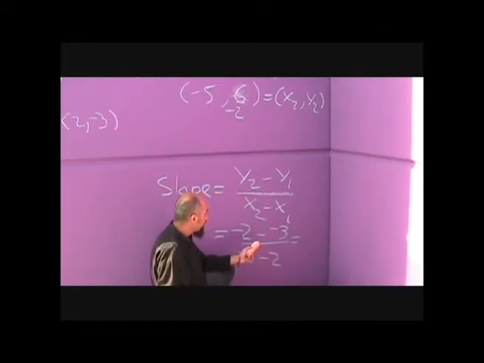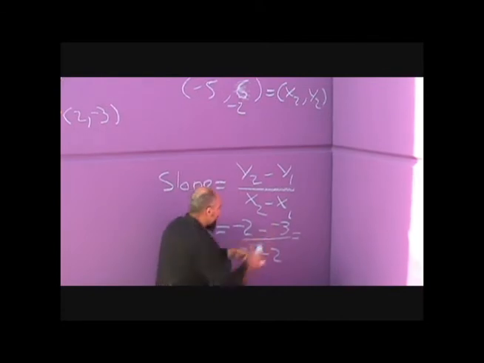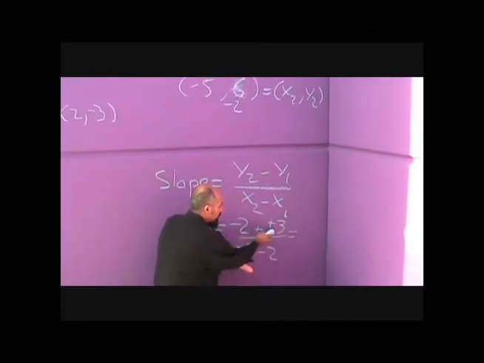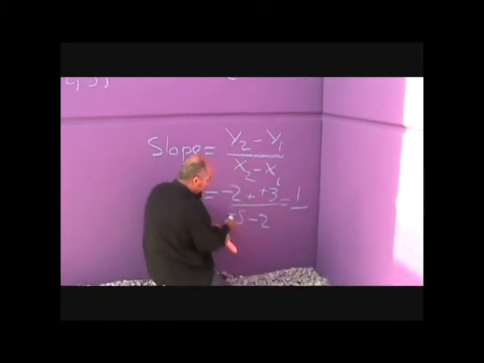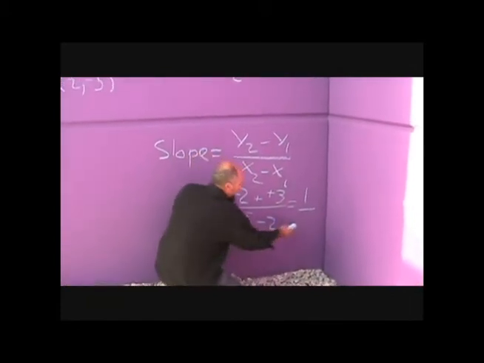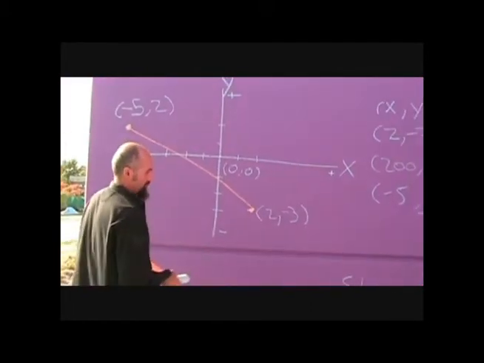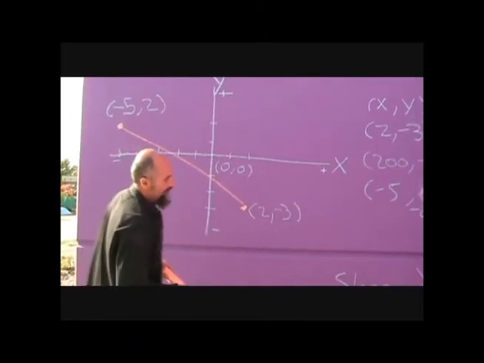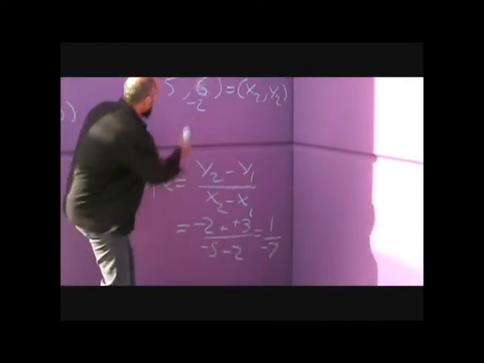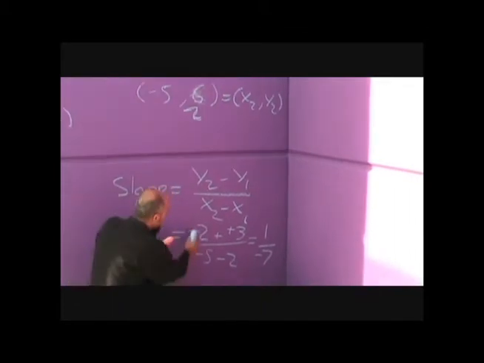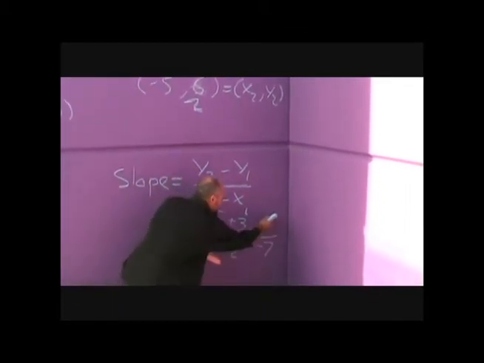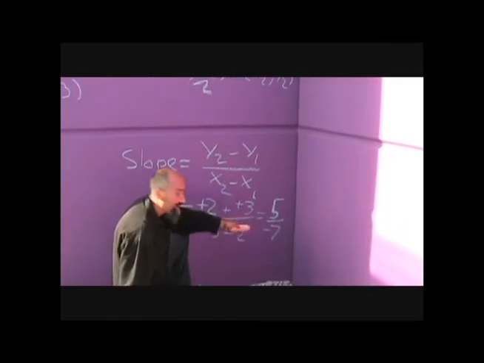Now, if you remember your negative numbers, a negative and a negative becomes positive. So this becomes this. So -2 plus 3 is 1. -5 minus 2 is -7. So the slope of this, the one mistake I did. Let's try this again. This wasn't -2, it was +2. So this guy is +2, so it becomes 5. So be really careful with the negative and positive numbers, okay? So +2 plus 3 becomes 5 over -7.